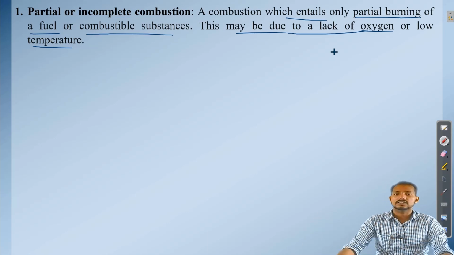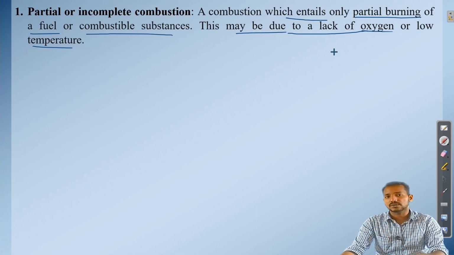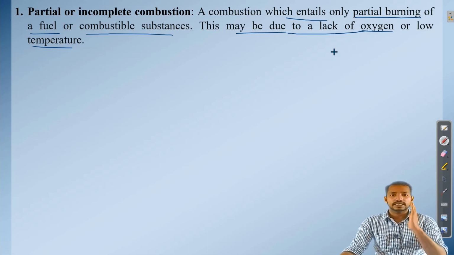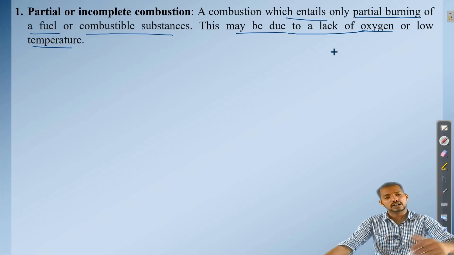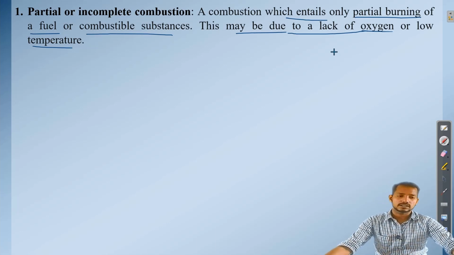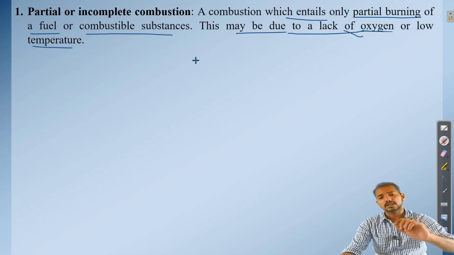I already discussed in chapter 5 the tips for saving petrol and diesel while we are driving, that if colored smoke comes from the exhaust of the vehicle, it indicates incomplete combustion. That means lack of oxygen and low temperature, both are reasons, but lack of oxygen is the main reason this incomplete combustion may happen.